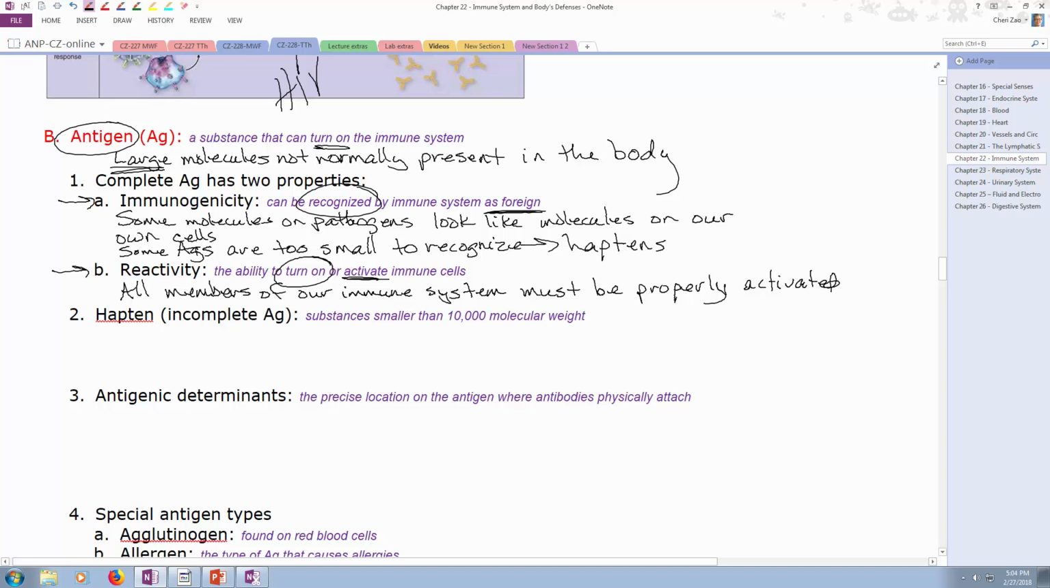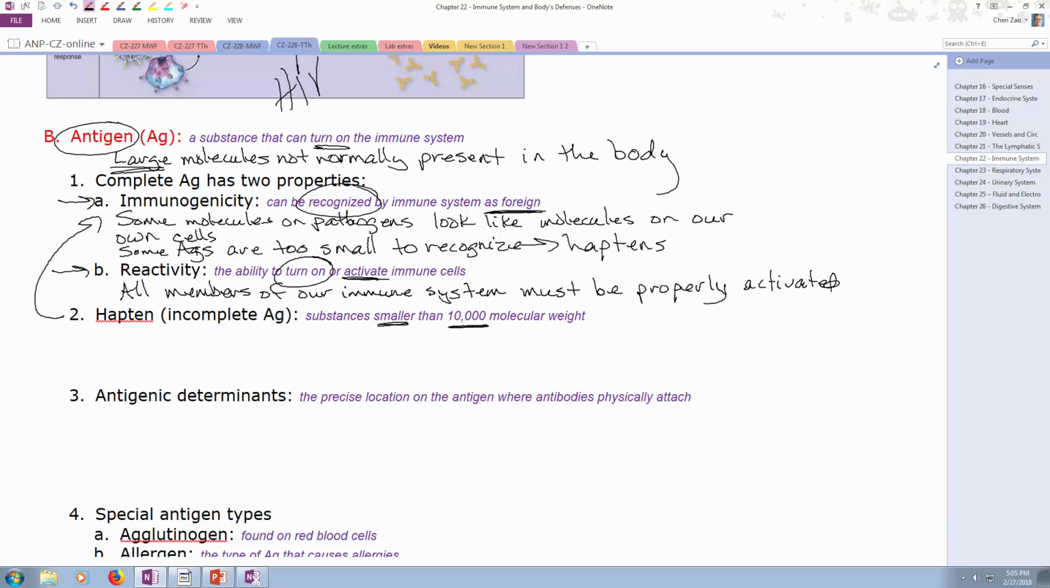Hapten is related to our topic here on immunogenicity. We call that an incomplete antigen because it's actually considered small. It's less than 10,000 in its molecular weight. So that's still pretty big, but it's too small for our immune system to actually consider big enough to notice. So it's not big enough to notice.